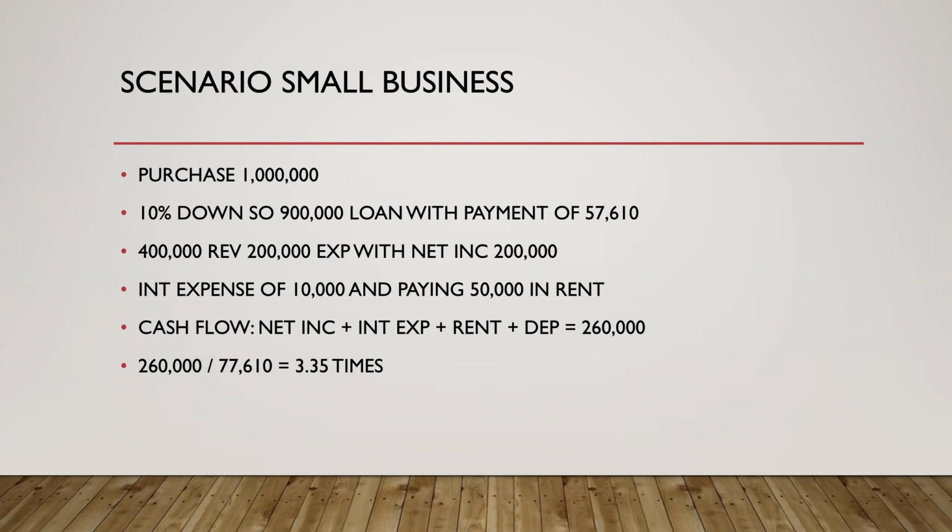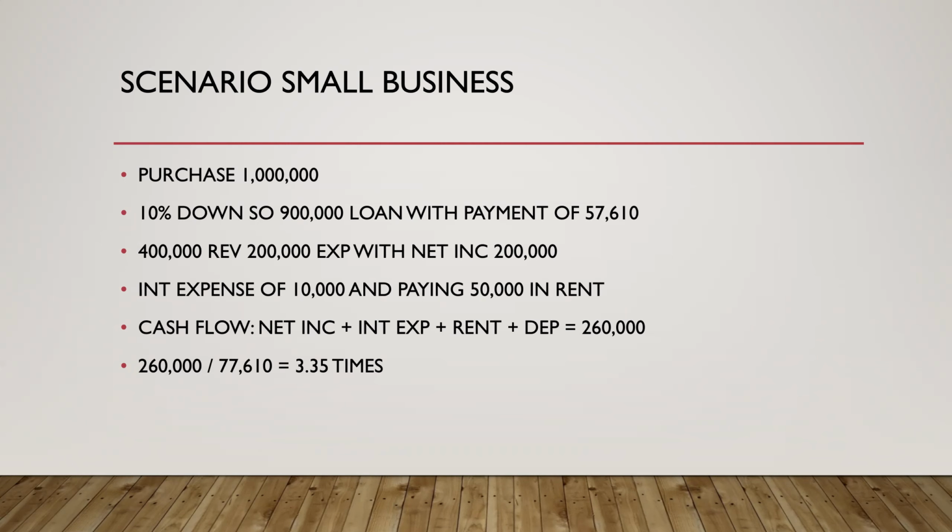Then you add back interest expense. You're also going to add back rent expense of the $50,000 and even depreciation if it's in the profit and loss or not. This will give you the cash flow available to service the debt, which is $260,000. He has $20,000 in equipment payments and his new debt service is $57,610. Together, the total is $77,610 in annual debt payments.